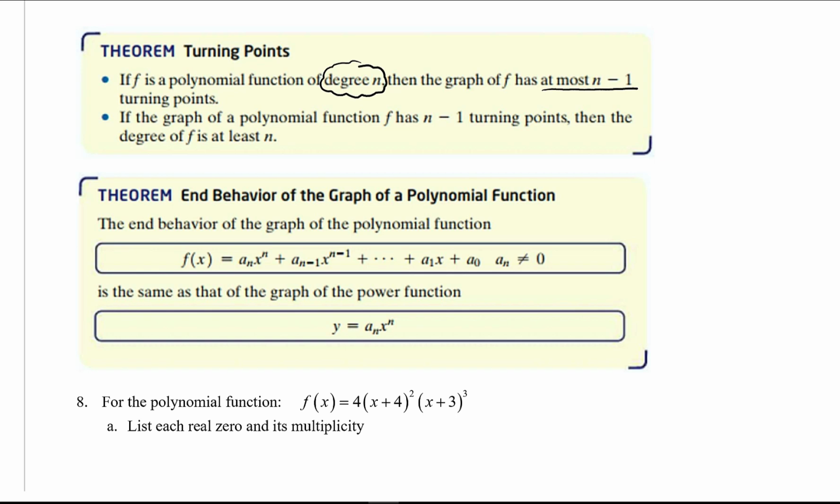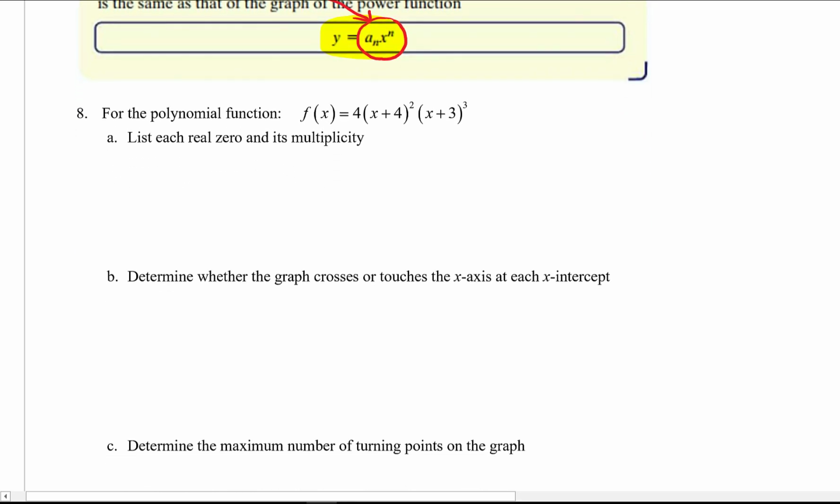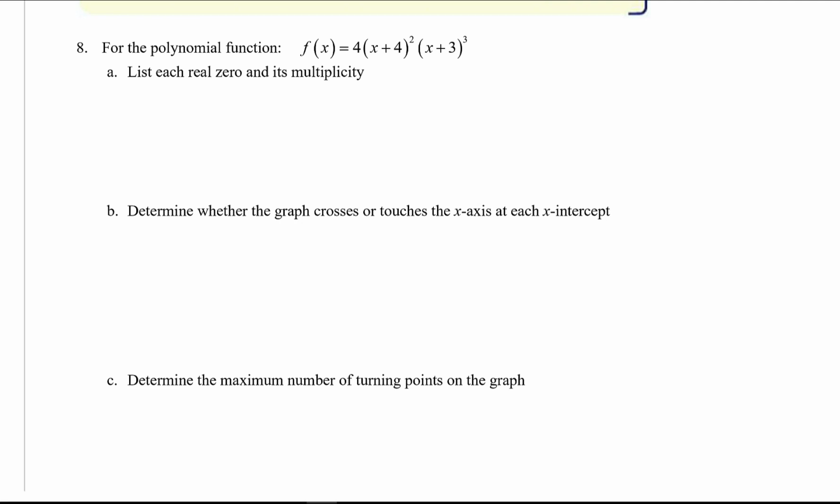Okay, so that's a turning point. All right, end behavior. The end behavior of the graph of this polynomial function is going to be the same as that of the graph of the power function. So basically, it's the leading coefficient that's going to tell you what the graph is going to look like. You just have to look at the leading term, along with the leading coefficient, the whole leading term and the degree. And that's going to tell you what the end behavior of any polynomial function is.